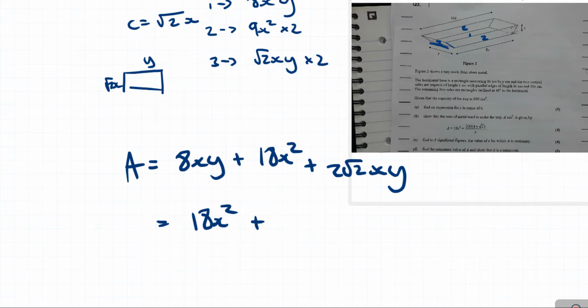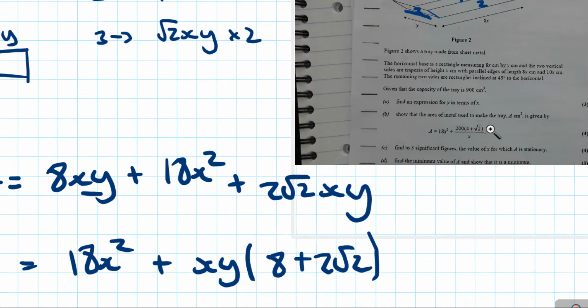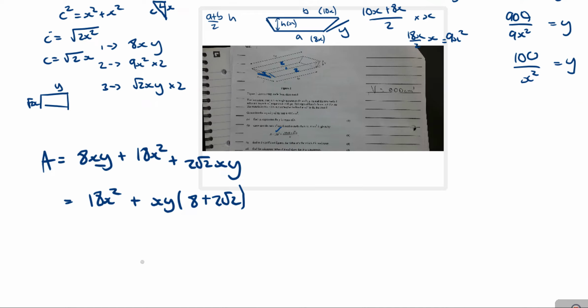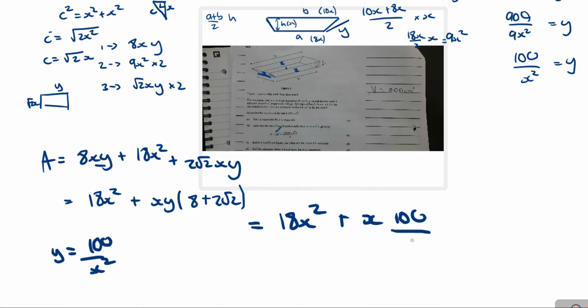Actually, we know that both of these have got xy and xy, so it's going to be xy(8 + 2√2). Now, we've got part of our equation, the 18x², but we've got our second term. In this term we've got a y, and in the answer term it doesn't have a y. So we're going to use our answer from part A. We know that y is equal to 100 over x², so we're going to substitute into our question: 18x² + x × 100/x² (8 + 2√2).